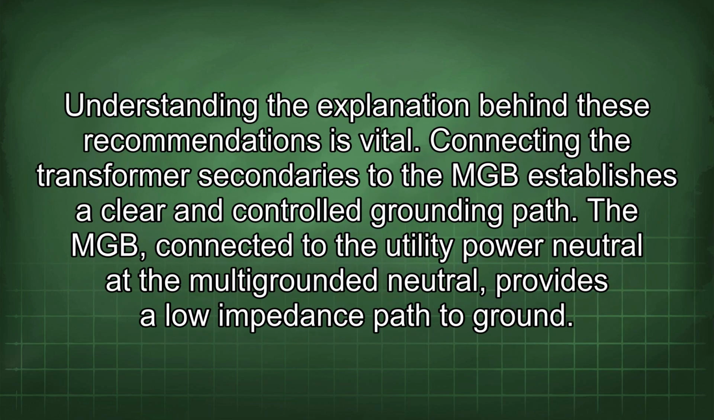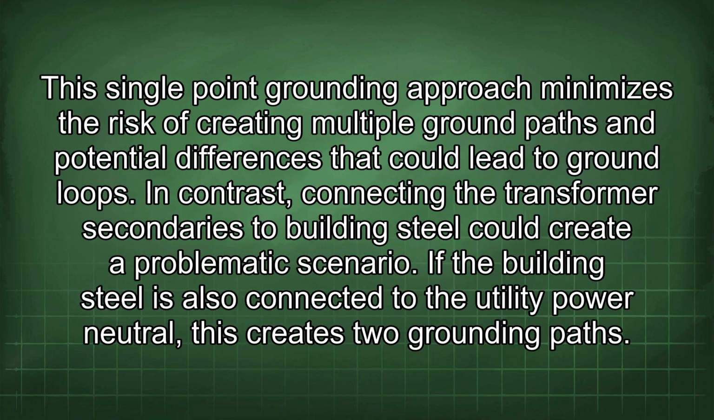Understanding the explanation behind these recommendations is vital. Connecting the transformer secondaries to the MGB establishes a clear and controlled grounding path. The MGB connected to the utility power neutral at the multi-grounded neutral provides a low impedance path to ground. The single-point grounding approach minimizes the risk of creating multiple ground paths and potential differences that could lead to ground loops.